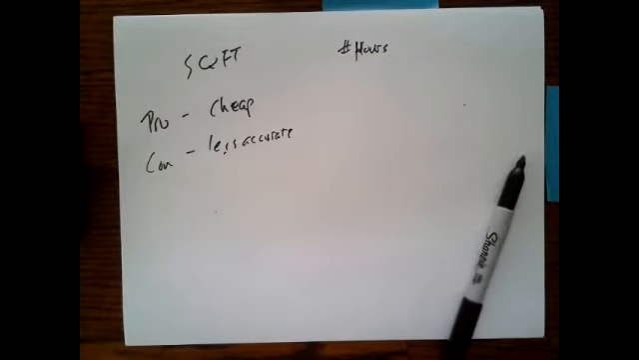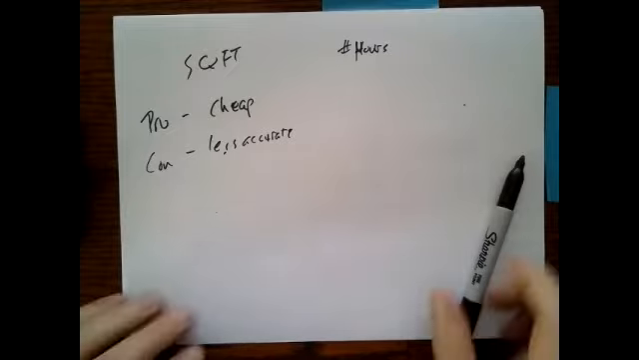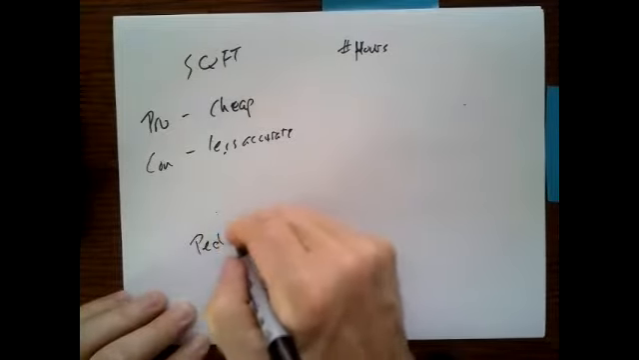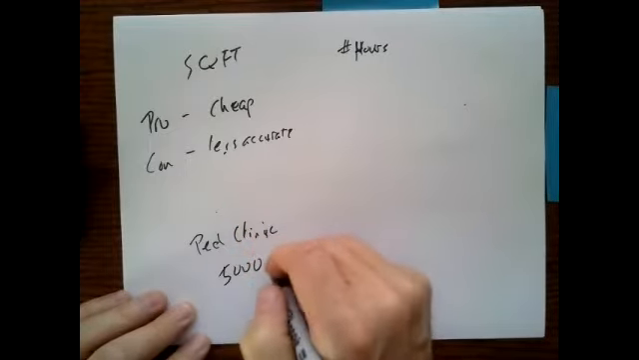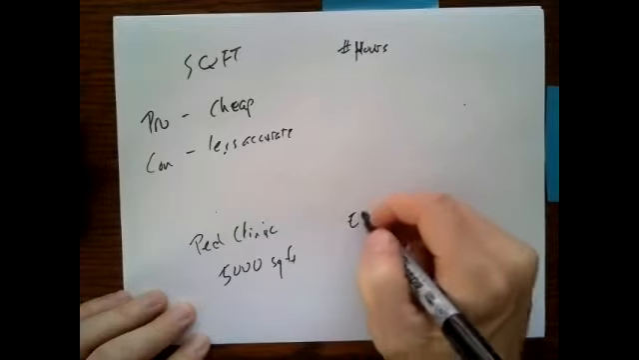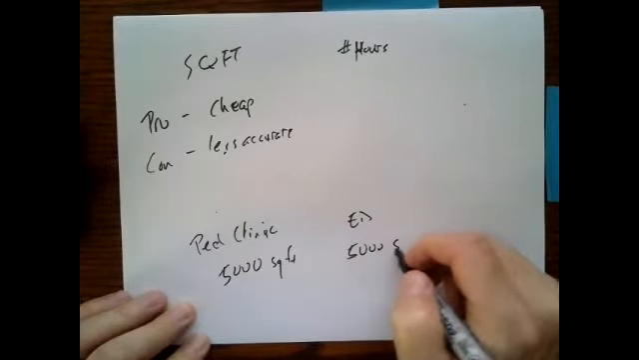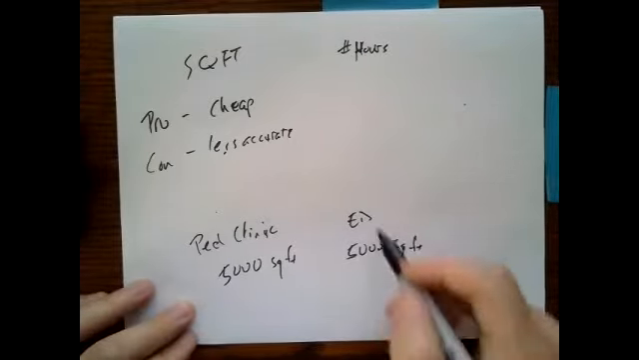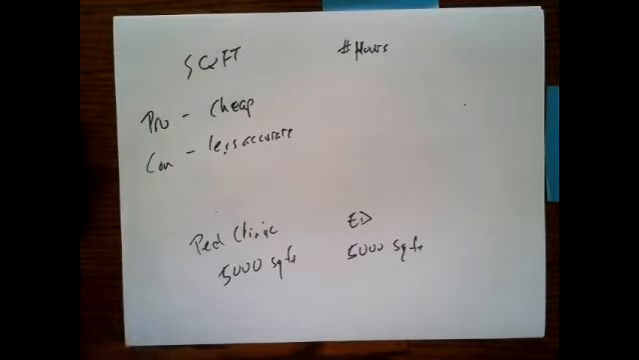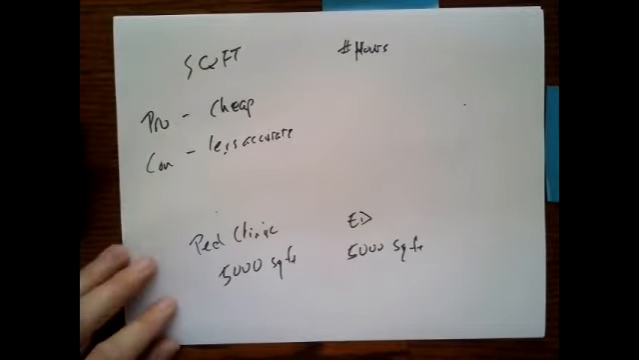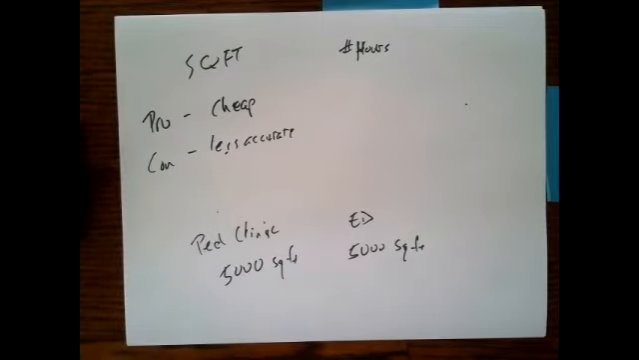Let's take an example that I think I used in class. Let's imagine we have a peds clinic with 5,000 square feet, and an emergency department with 5,000 square feet. Under the square footage rule, they would split the cost 50-50 because they both have the same number of square feet. Which one actually takes more housekeeping expense to keep up? Hopefully the answer is obvious.